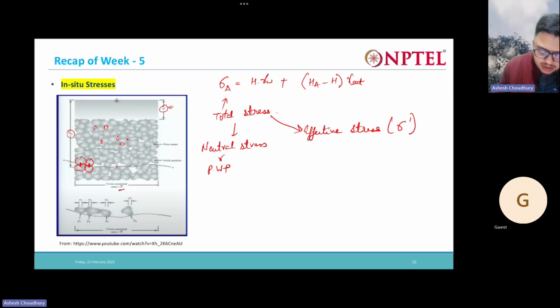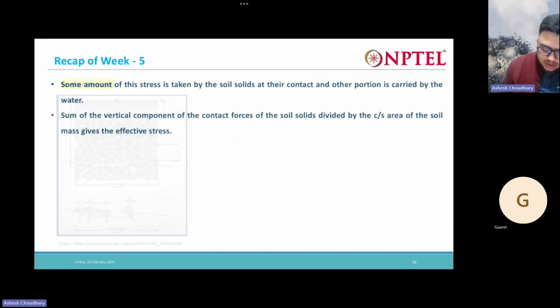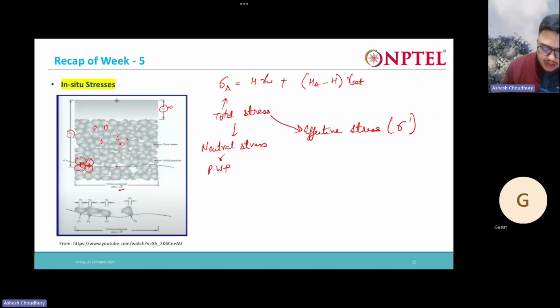At these points, there is some contact. The loads are transferred at this contact point, isn't it? So if I just draw the top layer of these grains, it will be something like this, right? These are the contact forces that are there.